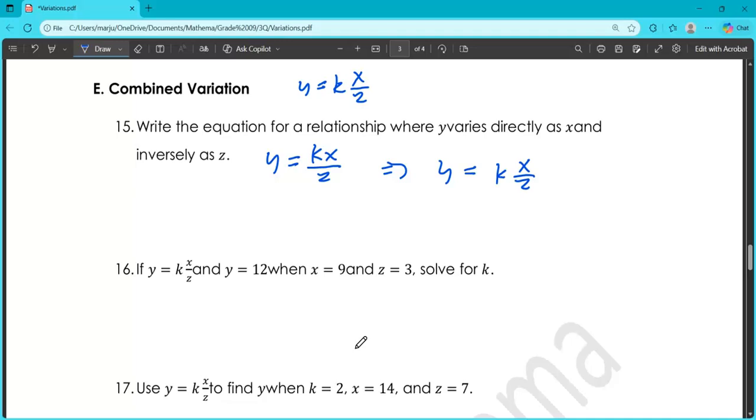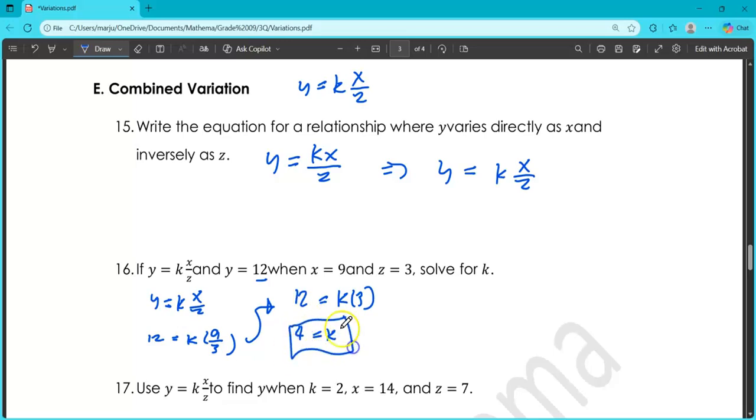Number 16, if y equals k times x over z, and y equals 12 when x equals 9 and z equals 3, solve for k. So again, y equals kx over z. y is 12, so 12 equals k, which we don't know. I know that x is 9, so that is 9 over 3. This is just 12 equals k times 9 divided by 3, that is just 3, right? So basically, to solve for k, divide everything by 3. So 4 equals k. That will be my answer.